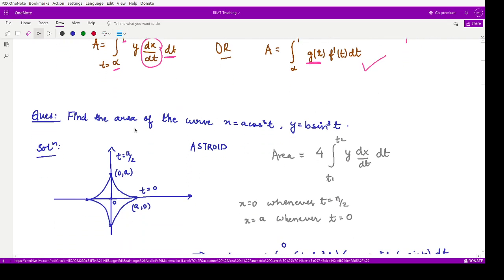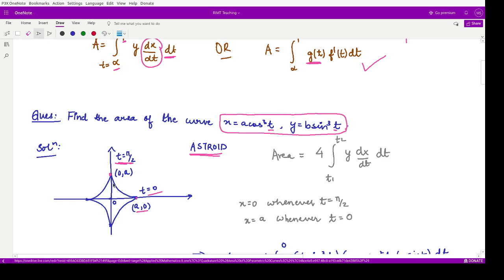The example says, find the area of the curve x is equal to a cos cube t, y is equal to b sin cube t. We have already seen what these curves look like. They are nothing but an asteroid, and the curve looks like this. This point is a comma 0 and this point is 0 comma a. Here t is 0 and here t is pi by 2. So that is the angle. This t represents the angle in this case, and we know this axis gives you the angle 0 and this axis gives you the angle pi by 2.